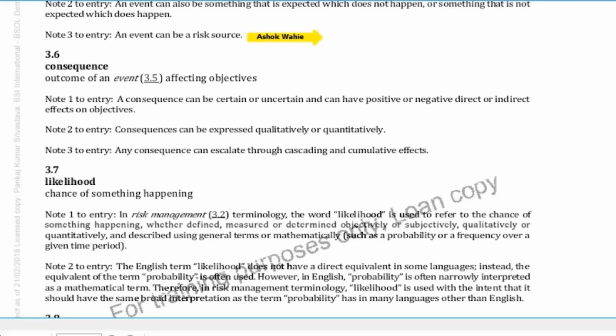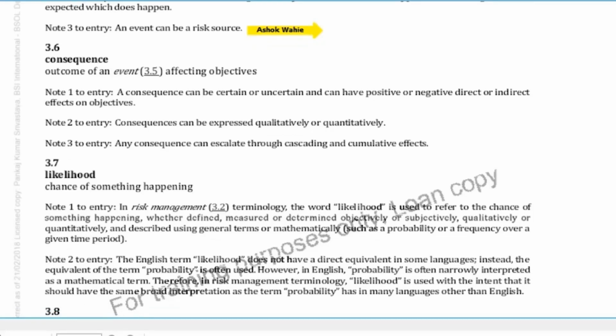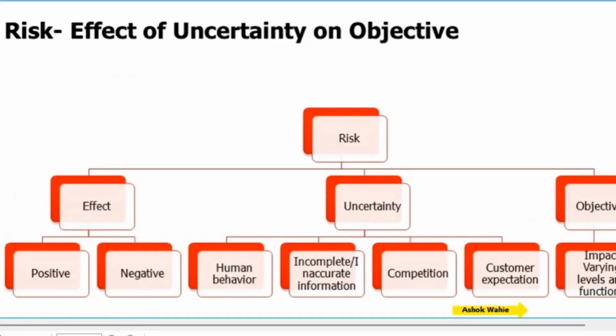greater details and not look at fire as a risk or flood as a risk or hacking as a risk. That is an incomplete description of the risk. I hope this definition of risk is clear to everybody: effect of uncertainty on objectives.